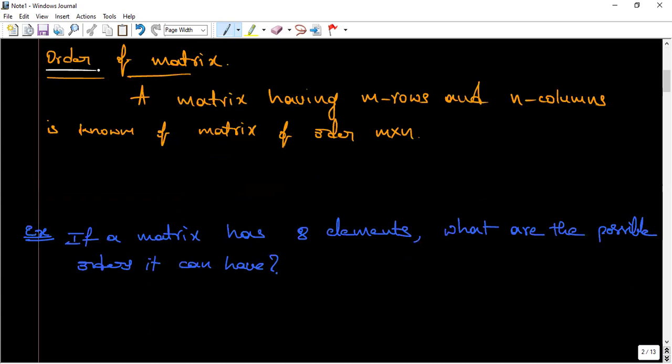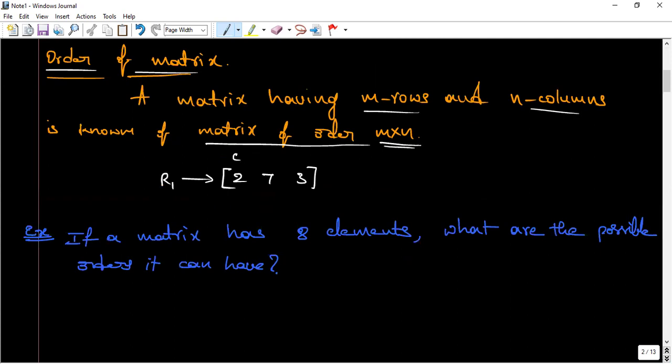What is the order of the matrix? Just now we have seen a matrix having m rows and n columns. Then we'll call that matrix of order m by n. Suppose you have a matrix like this: 2, 7, 3. How many rows are there? Only 1 row. How many columns are there? Column 1, column 2, column 3. So this is a 1 by 3 matrix.